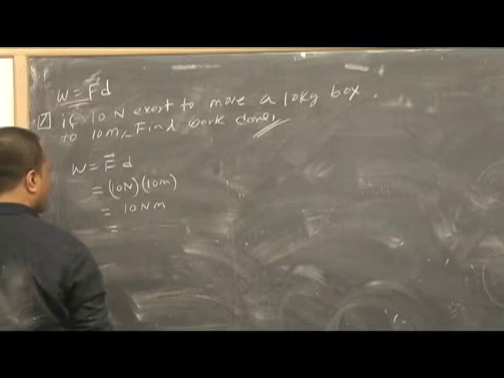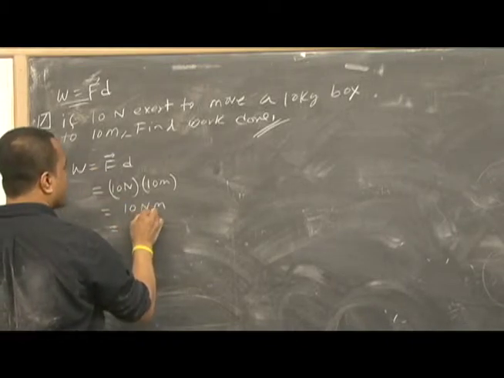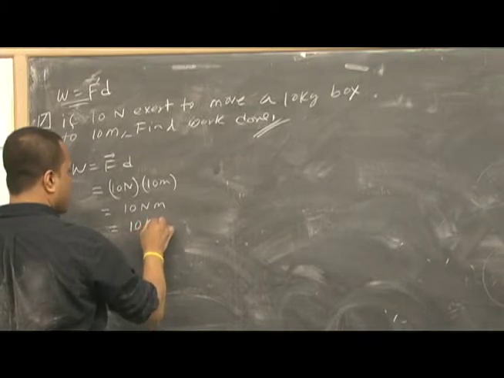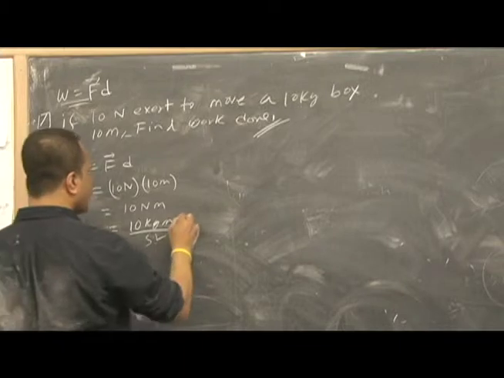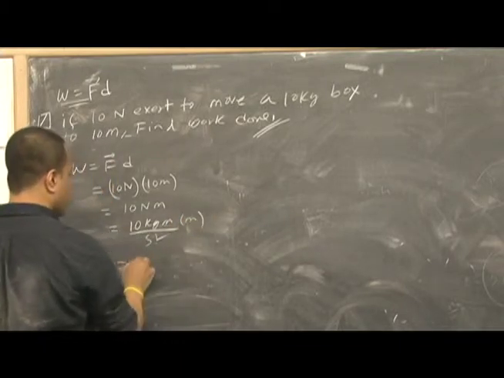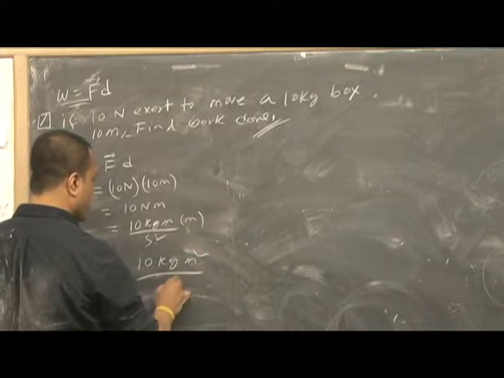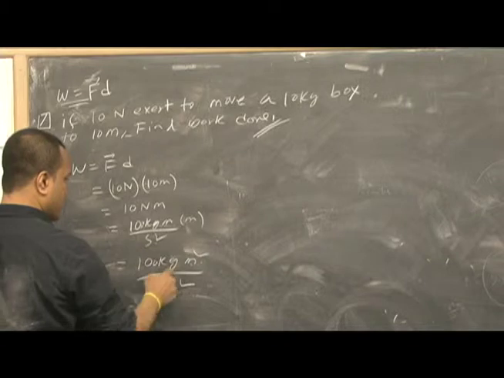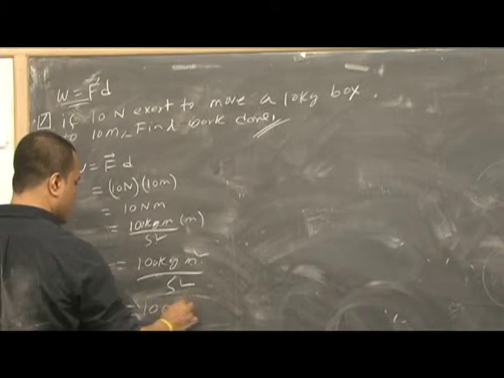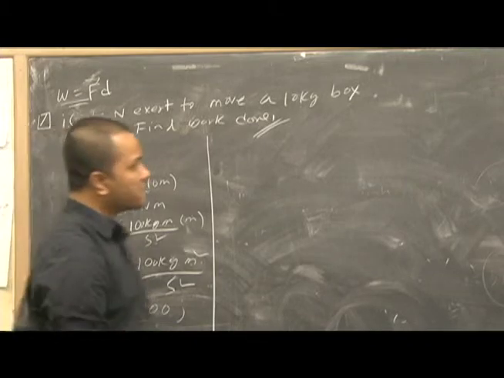What does that mean? Let's see. 10 Newton is kg meter per second squared, and then again you have meter. So 100 kg meter squared per second squared, and we know that is joule. So 100 joule. Alright.